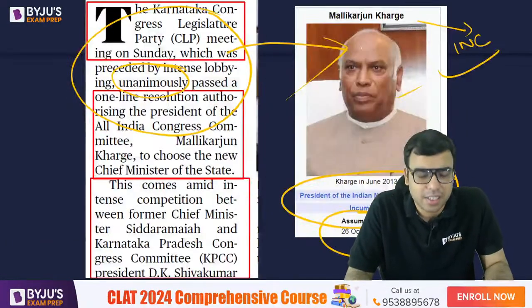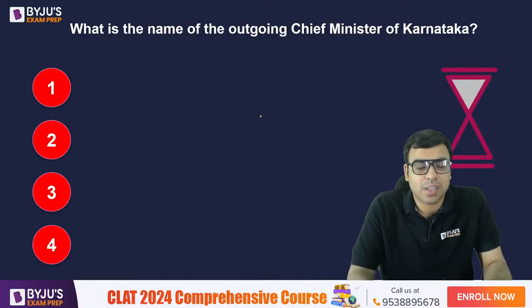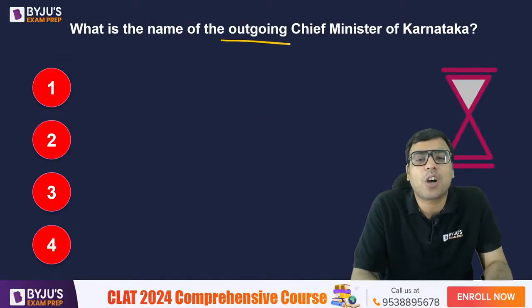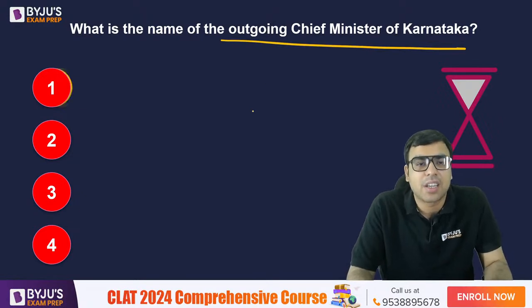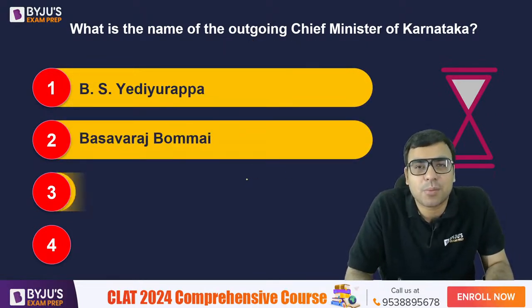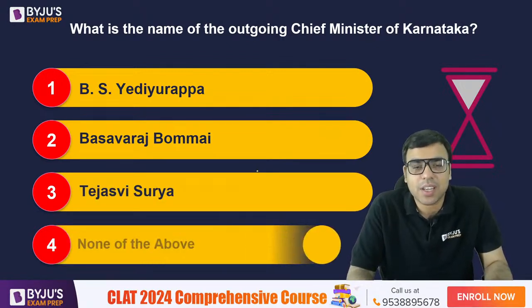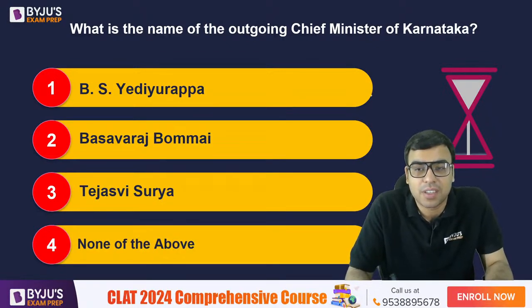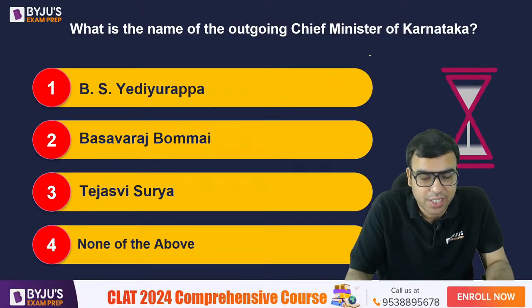So let's see. Okay, let's move on to the next question. What is the name of the outgoing chief minister of Karnataka? Your options are Mr. B.S. Yediyurappa, Mr. Basavaraj Bommai, Mr. Tejasvi Surya, or None of the above. What is the right answer to this question? बताइए.